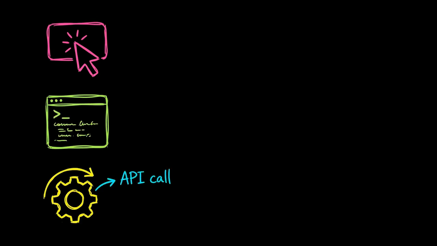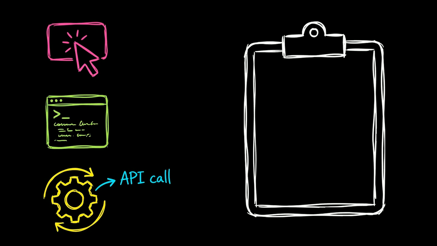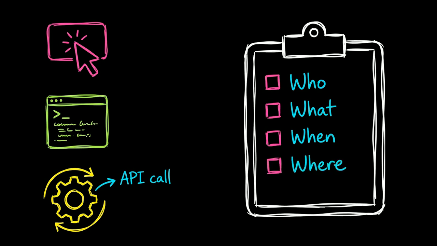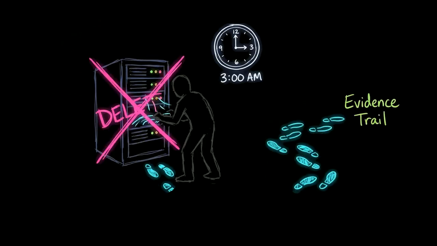Whenever somebody clicks a button in the AWS console, runs a command with the AWS CLI, or makes an API call from code, CloudTrail records it. It keeps an audit history of what happened in your account. It records who made the change, what they changed, when they changed it, and even where the request came from. If someone deletes an EC2 instance at 3 in the morning, CloudTrail gives you the evidence trail.